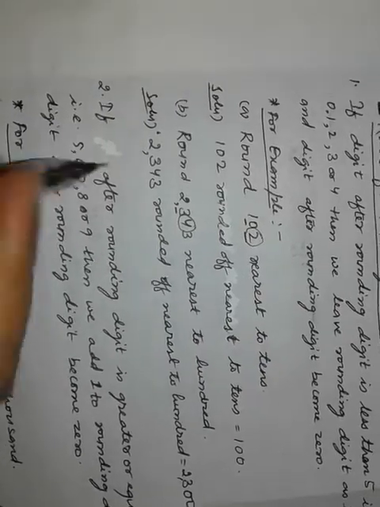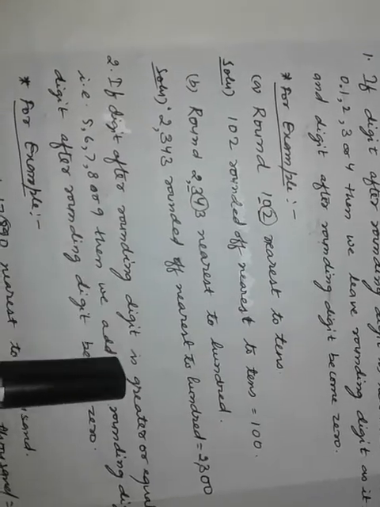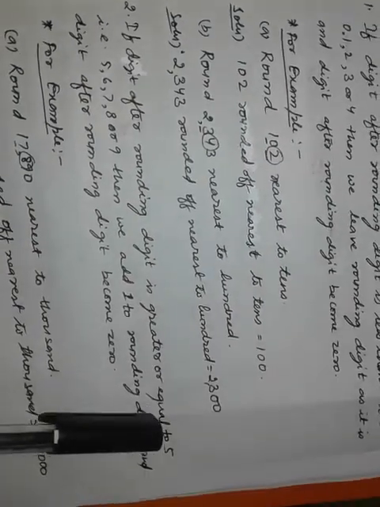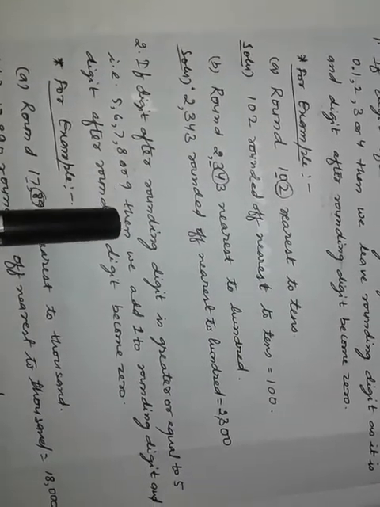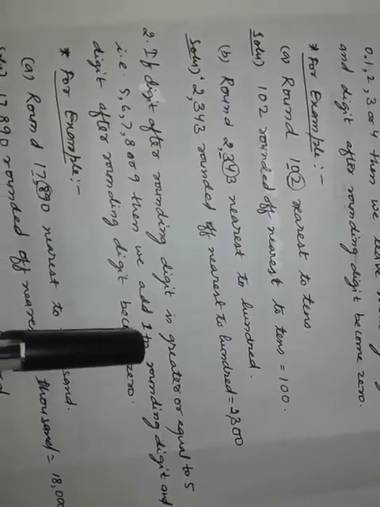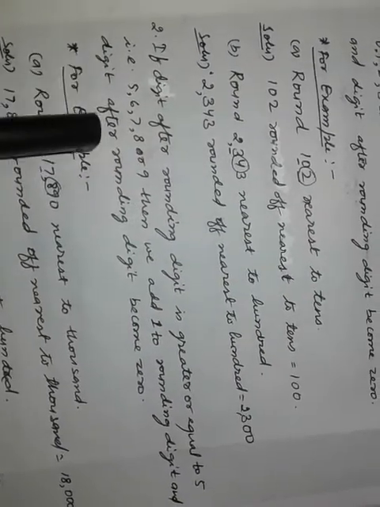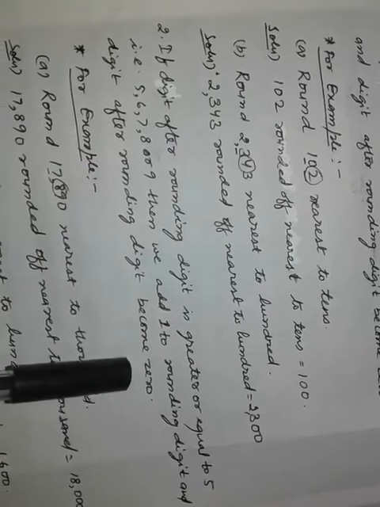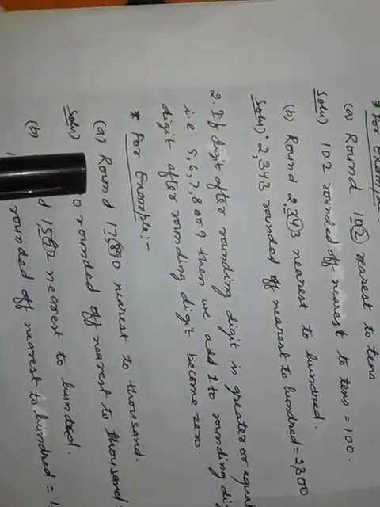Okay, now the second rule. If the digit after the rounding digit is greater than or equal to 5, that is 5, 6, 7, 8 or 9, then we add 1 to the rounding digit, and the digit after the rounding digit becomes 0. Okay, for this rule, examples are given here.